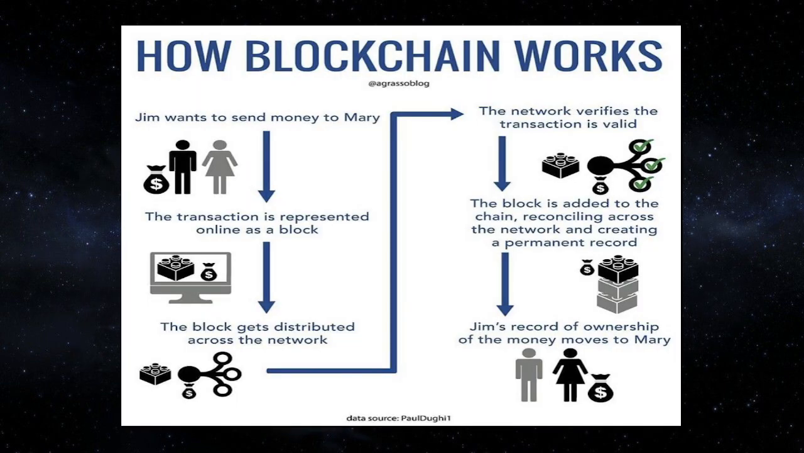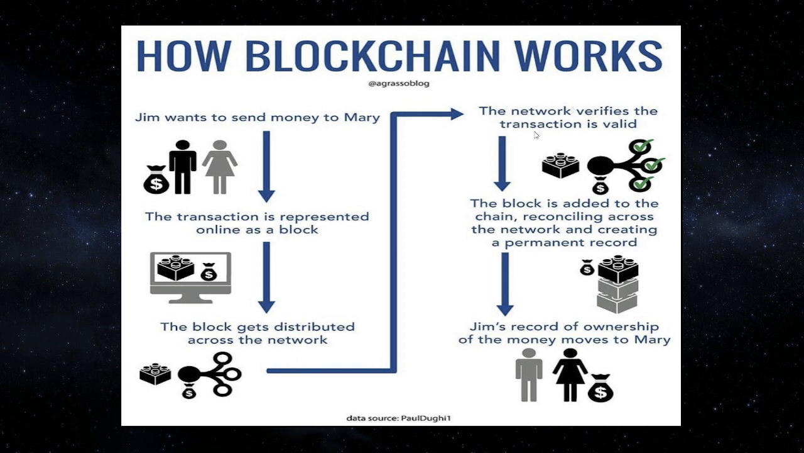Now let us understand the overview of how blockchain works with this simple diagram. Jim wants to send money to Mary. The transaction is represented online as a block. Let us say this is the transaction which Jim wants to send to Mary. Now, this money gets distributed across the network. Let us take an example of Ethereum. If Jim wants to send money to Mary and he wants to transact through Ethereum, now this money is in a block A. So this block A gets distributed across the whole Ethereum network.